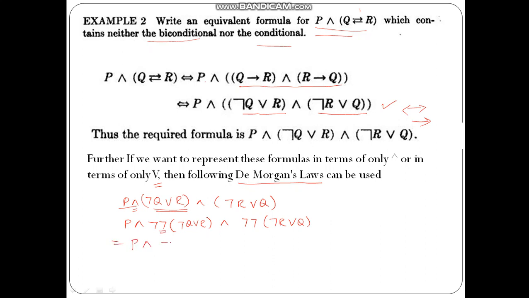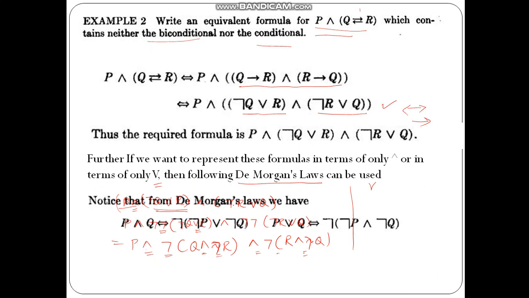So P and not of not Q is Q, or becomes and, R becomes not R, and the not part I will take inside. Now one not will remain outside. So not of not R will be R and not Q. Here you can see all the connectors are either not or and. Similarly, if you want to represent it in terms of or only, in that case you can take the complete not of this and replace this one. So that is also possible.